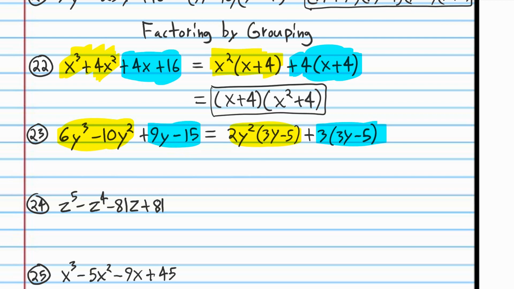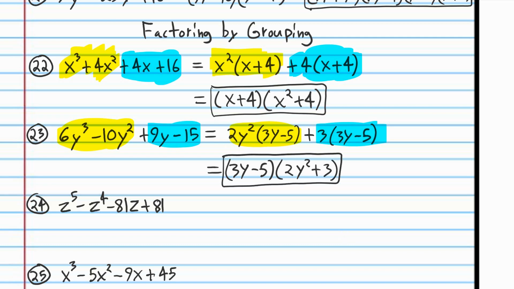All right, so now you're probably noticing what's going on here. We have 3y minus 5 in both of these. So we can pull that 3y minus 5 out, and you're left with the 2y squared and the 3. So 2y squared plus 3, and then you're done, because we can't factor any further. We don't see any difference of 2 squares.